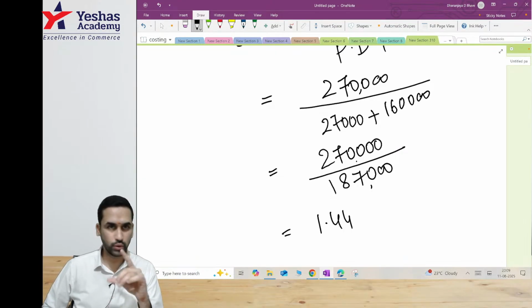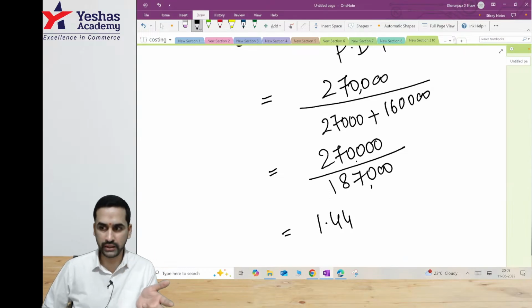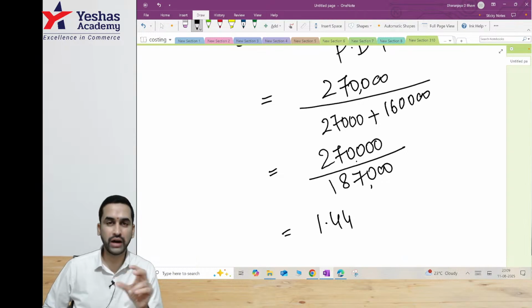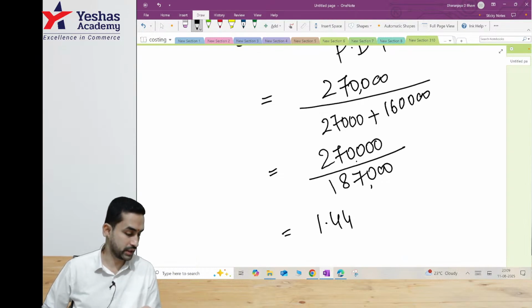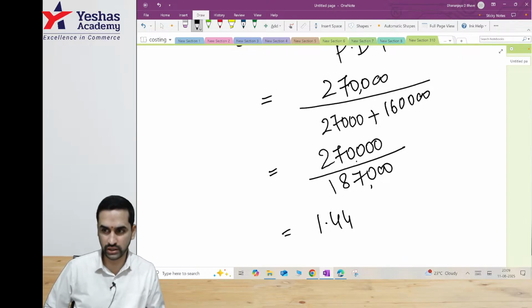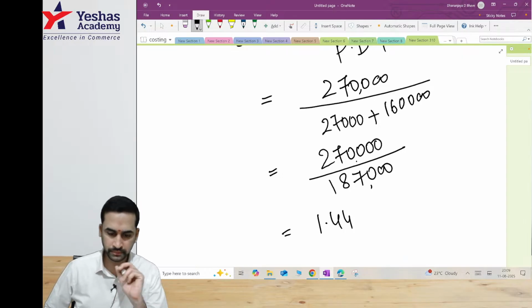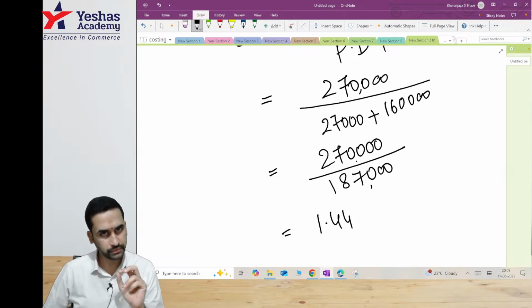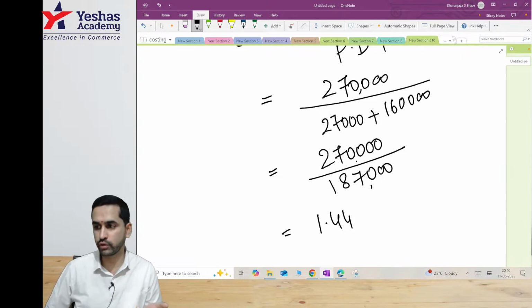Obviously, out of these two, I have to pay to preference shareholders first. So I will pay them full money. Then who will have to adjust? Equity shareholders only. And this is a common answer in every question. Every time only equity shareholders will have to compromise.